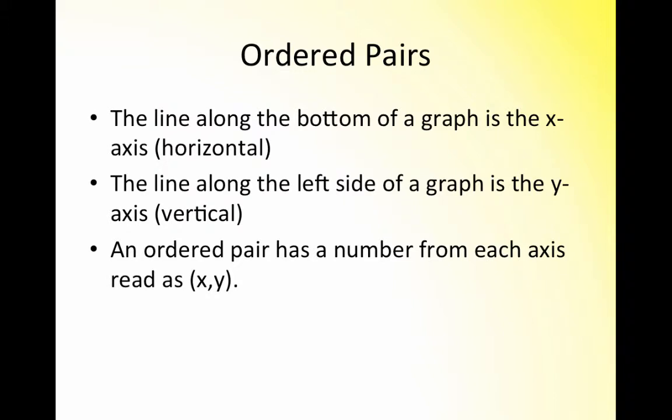Hopefully what we gathered from the last discussion about those graphs is that they all have something bordering them. They have two lines called axes. We have an x-axis along the bottom, and we have our y-axis that goes along the side vertically. The ordered pairs we're going to be discussing have a point from each of those axes to make a designated spot on our graph. We're going to look at some examples in the next slide.